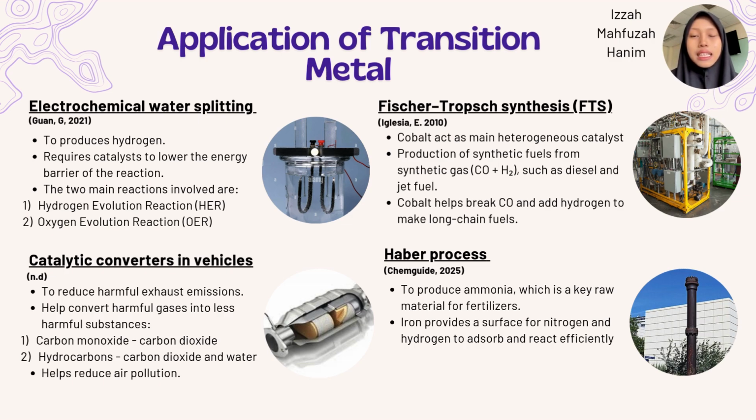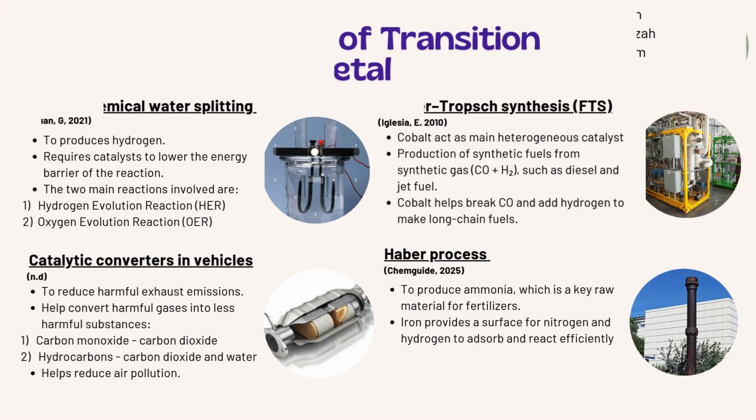Next, catalytic converters in vehicles. Transition metals help reduce harmful exhaust gases from vehicles. They convert carbon monoxide and hydrocarbons into less harmful substances like carbon dioxide and water. Lastly is the Haber process. Iron is used as a catalyst in the Haber process to produce ammonia. The iron surface helps nitrogen and hydrogen react more efficiently.